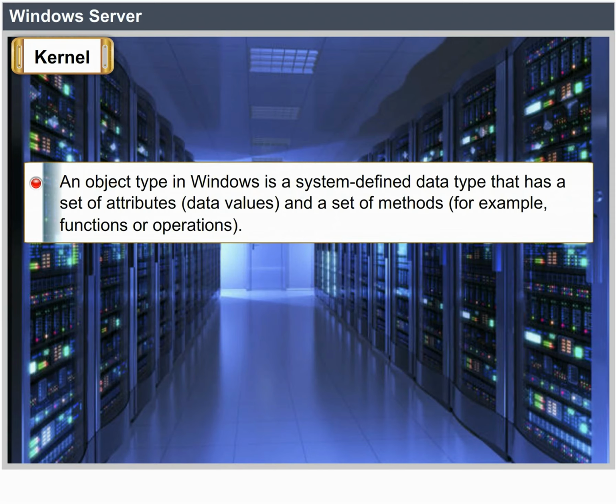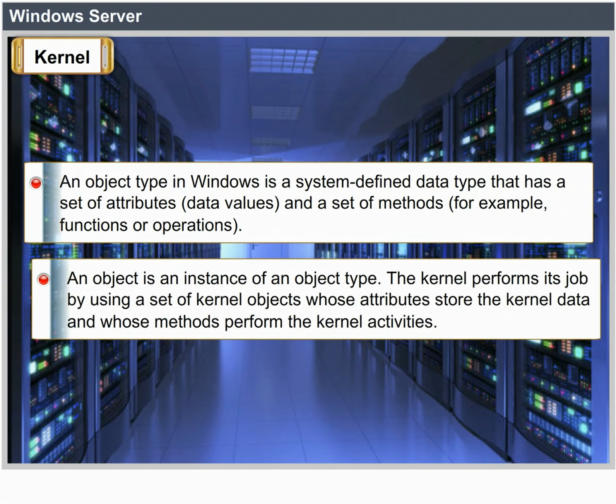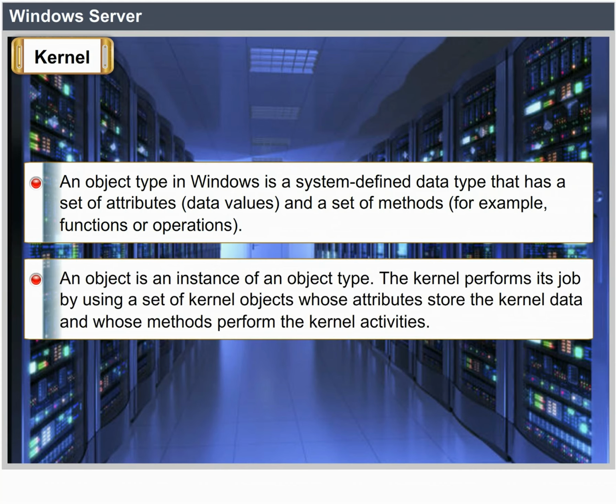The kernel is organized according to object-oriented design principles. An object type in Windows is a system-defined data type that has a set of attributes, data values, and a set of methods, for example, functions or operations. An object is an instance of an object type. The kernel performs its job by using a set of kernel objects whose attributes store the kernel data and whose methods perform the kernel activities.